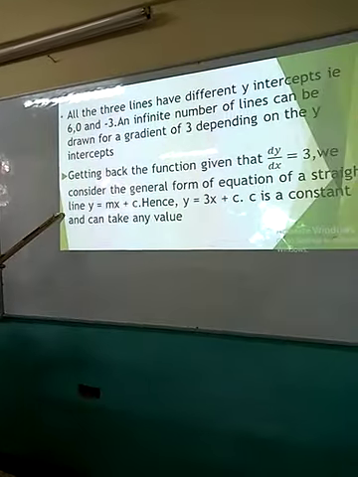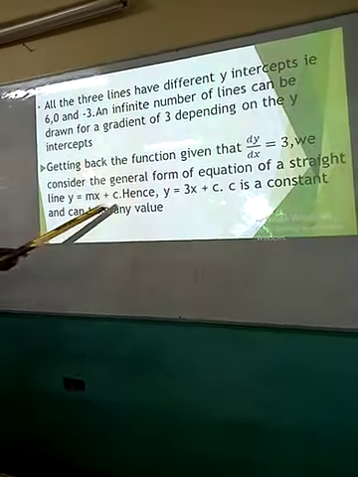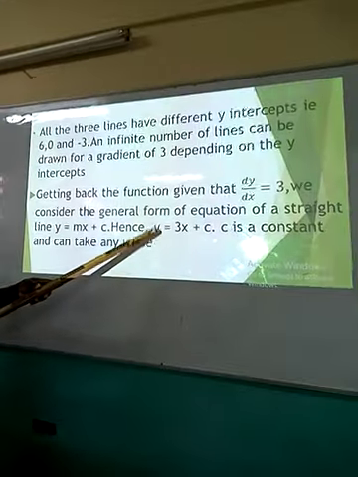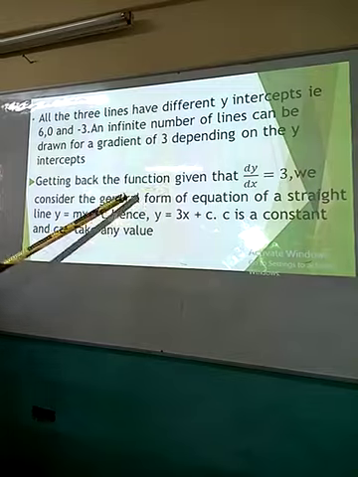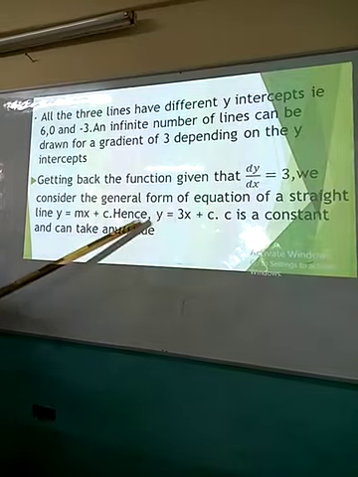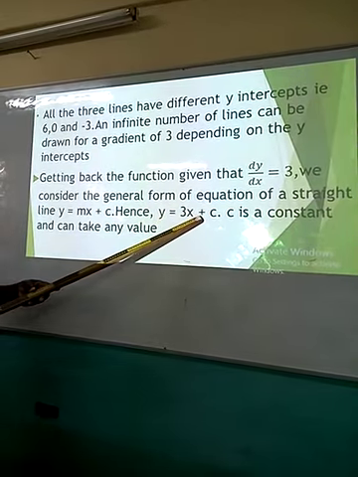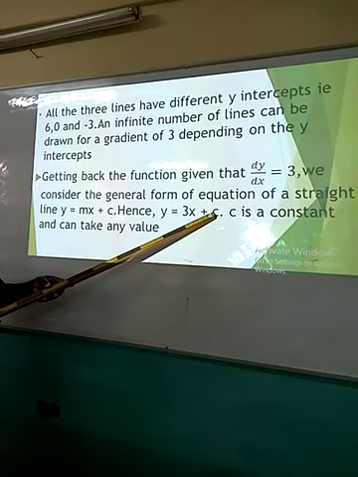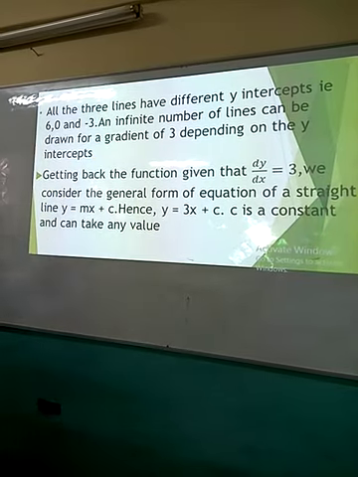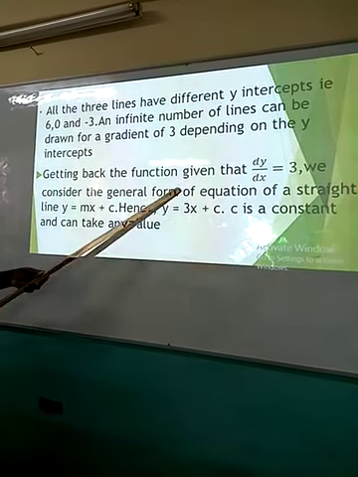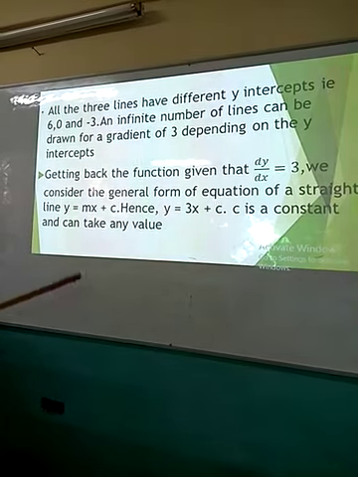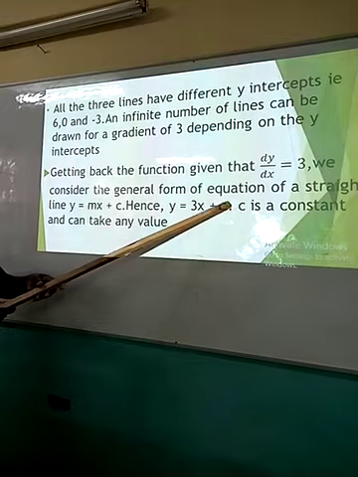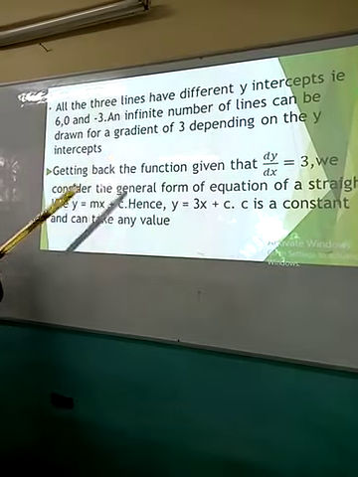So if we were to substitute, then it means that the general form of the function from which we had this gradient function is y = 3x + c. Just remember that I've said, for a gradient of 3, we can have several lines drawn, depending on the value of c that each of the lines has.